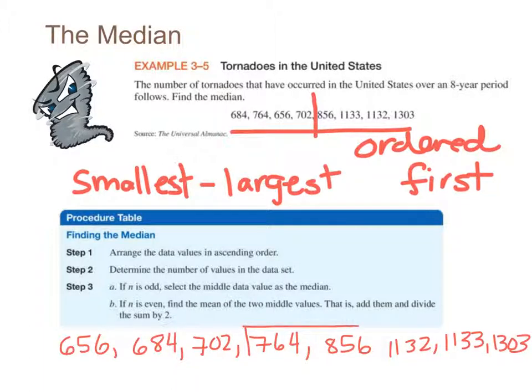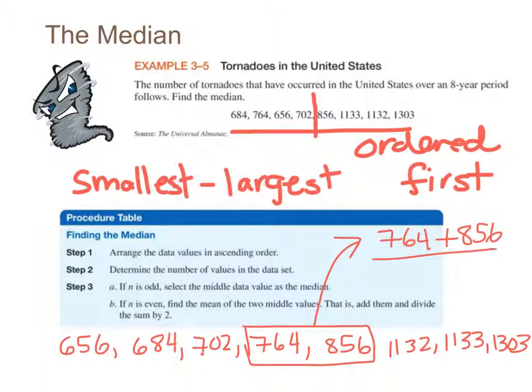These are my two middle numbers. I'm going to average these two numbers. So my median is going to be 764 plus 856 divided by 2. So on my trusty TI-89 calculator, or whatever calculator you have near you, make sure you use your order of operations correctly for this, and you get 810.